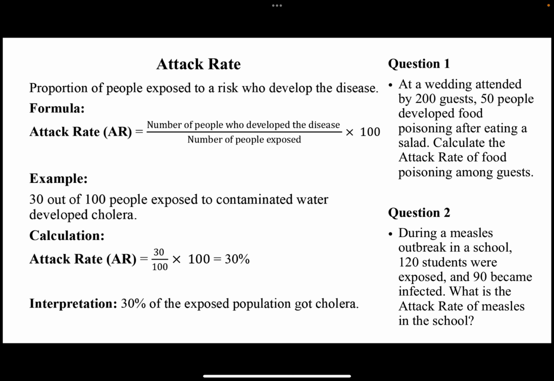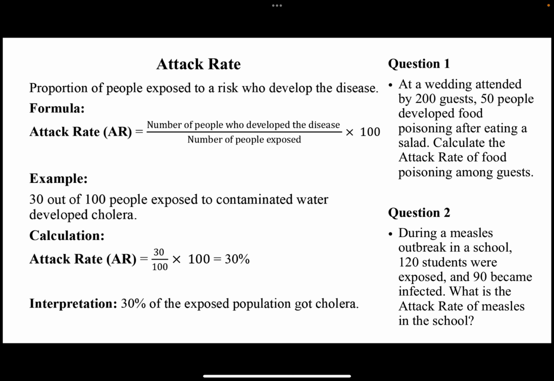Your answer will not be greater than 100% when you are calculating attack rates. So the formula states that the number of people who develop a disease over the number of people exposed, then you multiply by 100.